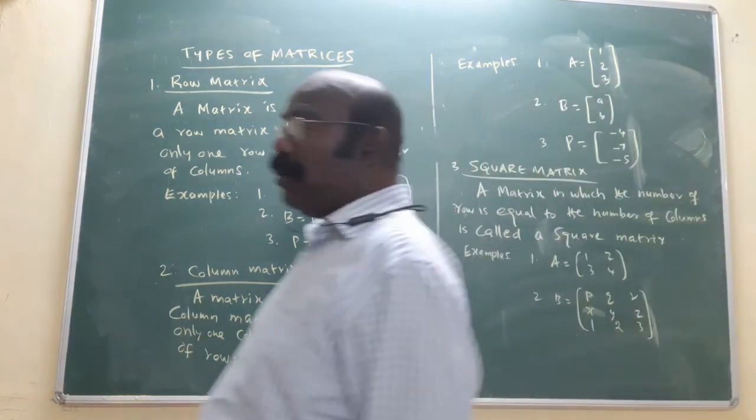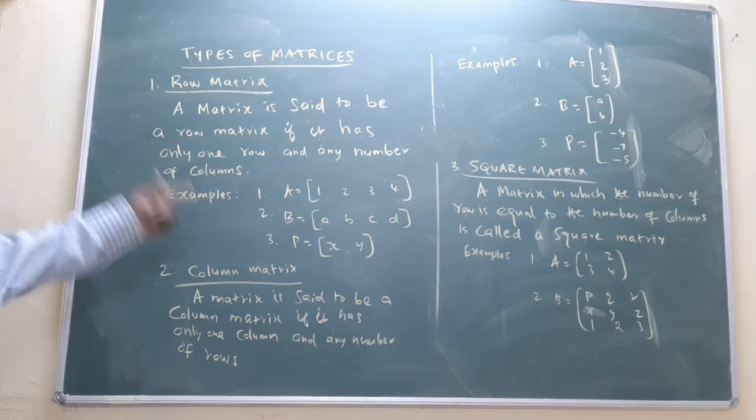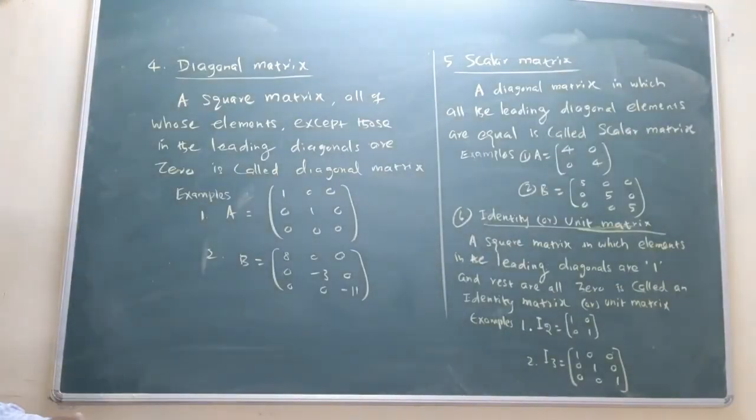The difference is also important. Sometimes this will come for 2 marks. Define row matrix, define column matrix, define square matrix. That means give the definition and give any one example, not all the examples. You give only one example for 2 marks. That's all.